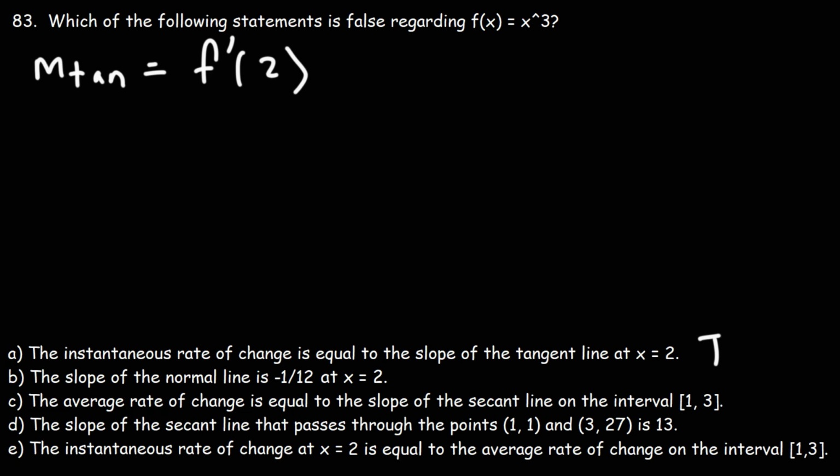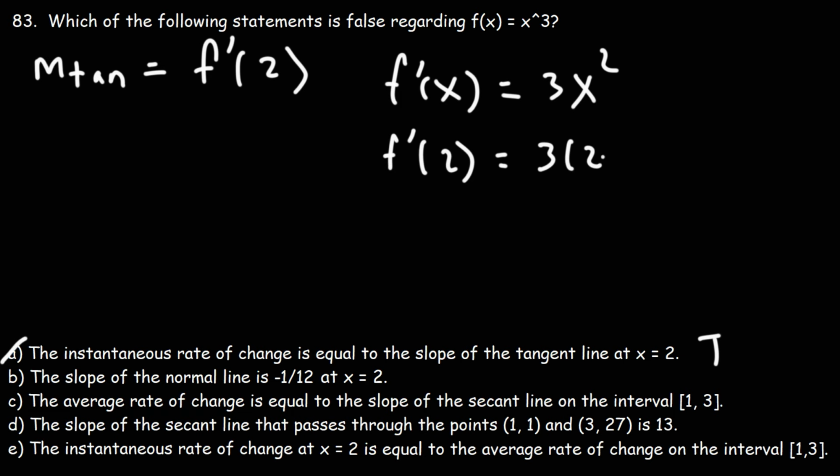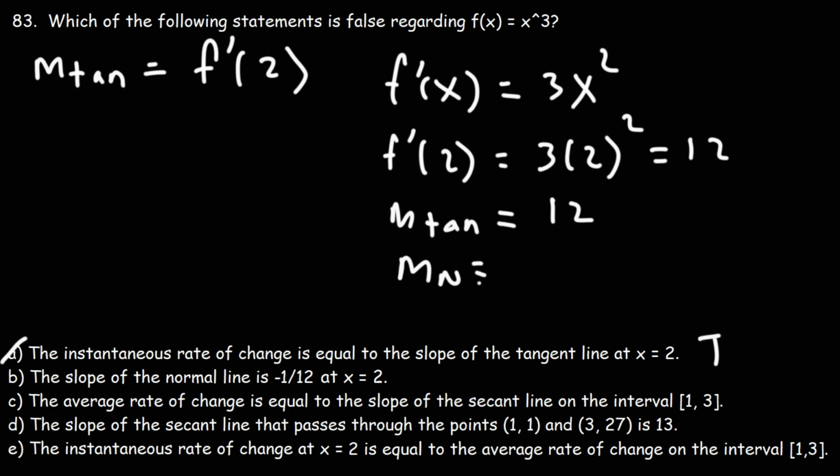Now what about B? The slope of the normal line is negative 1 over 12 at x equals 2. Well, we've got to find that out. F prime, the derivative of x cubed, is going to be 3x squared using the power rule. If we plug in 2, this will give us the instantaneous rate of change. 2 squared is 4 times 3, that's 12. The instantaneous rate of change, or f prime of 2, is going to equal the slope of the tangent line. The slope of the normal line is going to be the negative reciprocal of the slope of the tangent line. So it's going to be negative 1 over 12, which means B is a true statement.